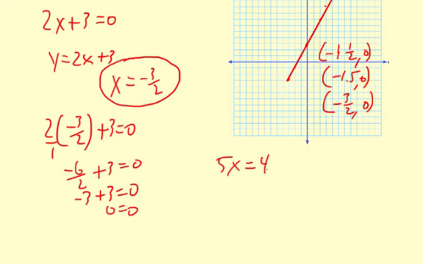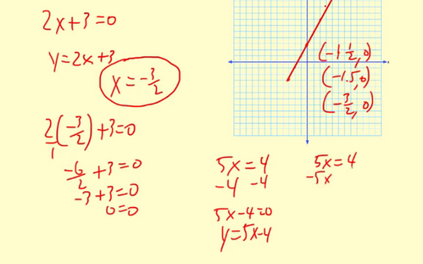Well, what you would need to do is set it equal to 0. So you could subtract 4 from both sides like this, and get 5x minus 4 equals 0. And your related function would be y equals 5x minus 4. Or you could do it a different way.